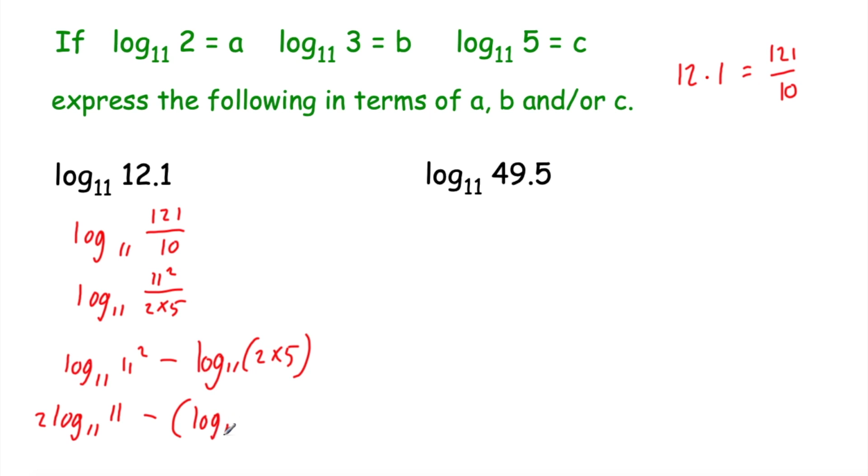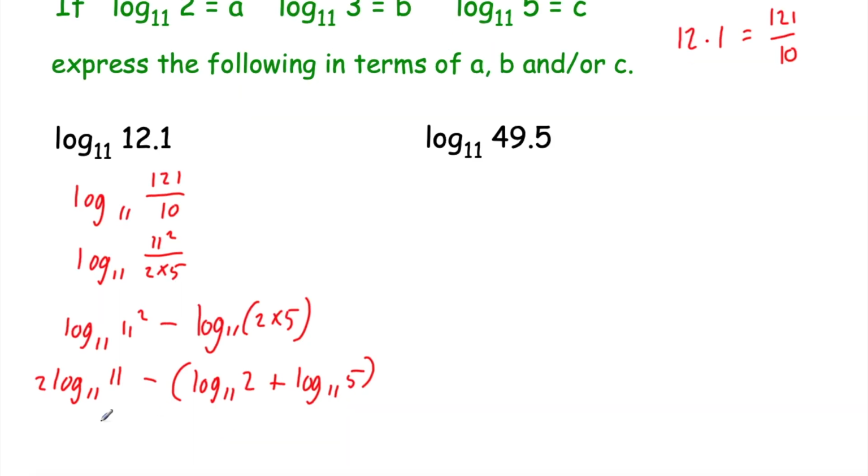So I'm going to write the log to base 11 of 2 plus the log to base 11 of 5, because the log to base 11 of 2 plus the log to base 11 of 5 will be the log to base 11 of 10. But we are subtracting, so I'm just keeping this in a bracket so that I know that I'm subtracting this and I'm subtracting that. Okay, so let's write that out.